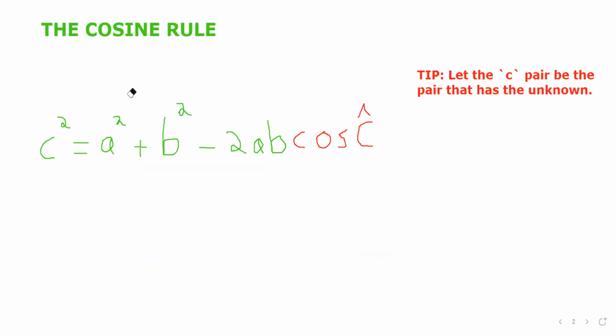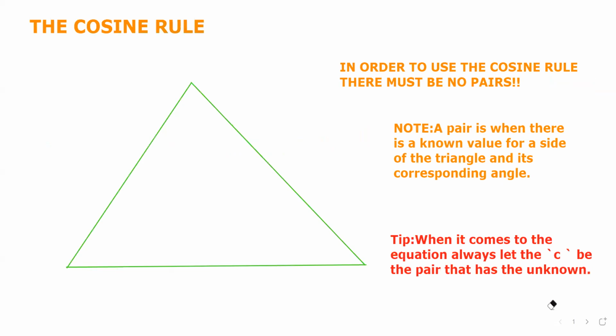Alright, so there we go. So this is the cosine rule here. C squared is equal to A squared plus B squared minus 2AB cos, and that little thing there is the angle at C. So the entire thing is C squared is equal to A squared plus B squared minus 2AB cos the angle at C. Alright, so let's go back and see how to label it.